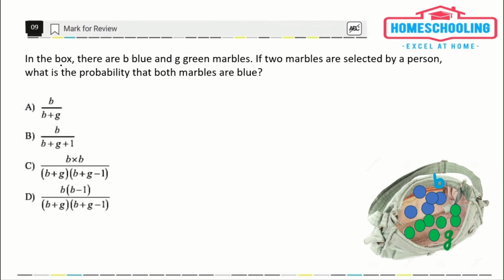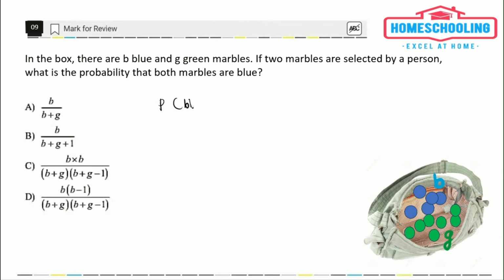This question says that in the box, there are B blue and G green marbles. We don't know how many blue marbles there are. It is B marbles, it can be anything: 1, 2, 3, 10, 100, 1000. It can be any integer. Similarly, G is the number of green marbles, and G can be any number. If 2 marbles are selected by a person, what is the probability that both the marbles are blue?